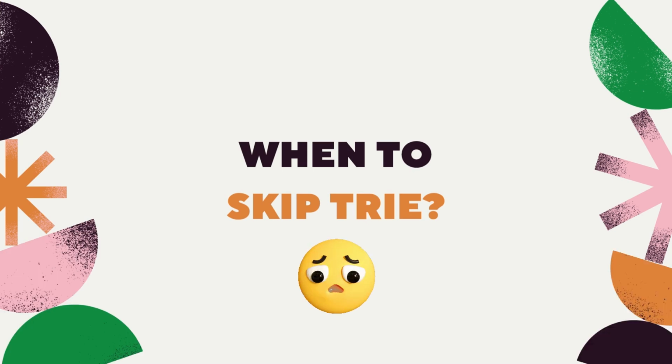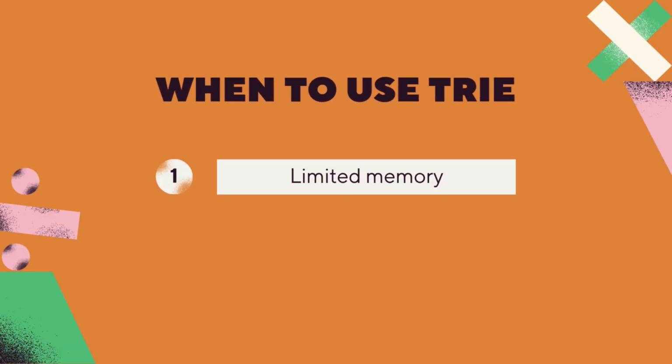Now, when to skip the trie or when to avoid a trie. First is limited memory. Tries can use more memory than hash tables or BSTs. For example, storing apple and app requires separate nodes. Number 2, exact match queries only. So if you don't really need prefixes, a hash table is simpler.